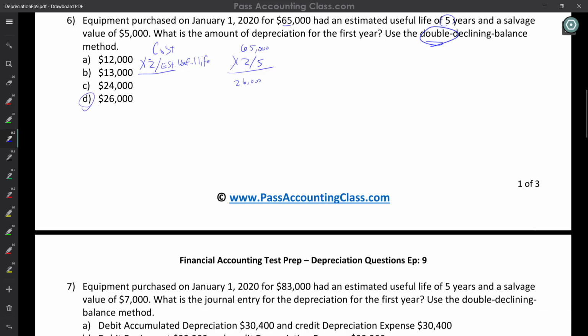Now, one of the things I wanted to point out with double declining is we don't use the salvage value. So notice when I calculated this, I just took $65,000. I didn't decrease that by the salvage value.